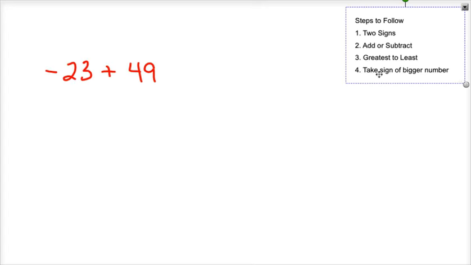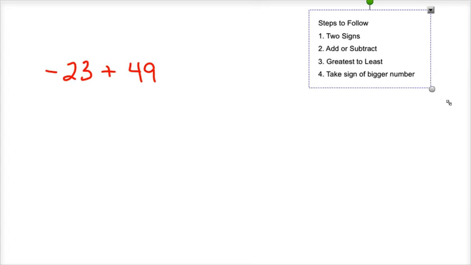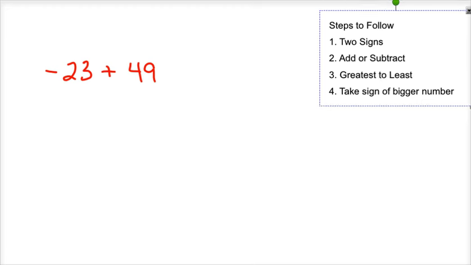Next one. Two signs. Do I have two signs? 1 and 2. Perfect. I have my two signs. So far, so good. Decide. Am I going to add or subtract these numbers?